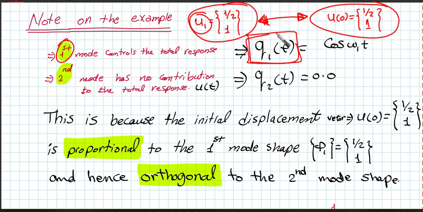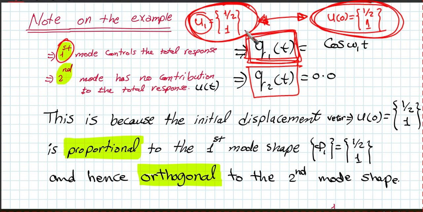Because of this, we are going to find that the first mode shape is going to have the only contribution, while the second mode shape is going to be orthogonal to it. It would not affect the motion at all, because the initial displacement vector is proportional to the first mode shape. Okay, so we can put this justification in this way.